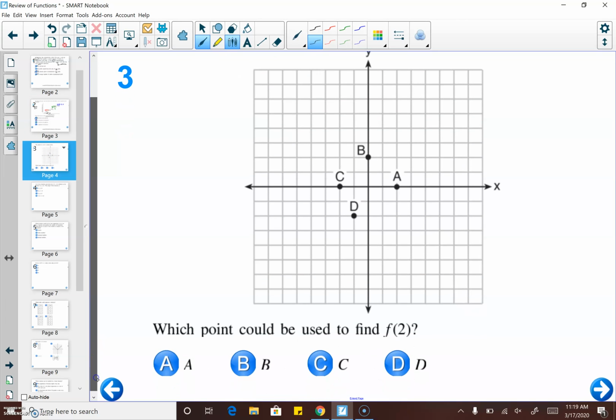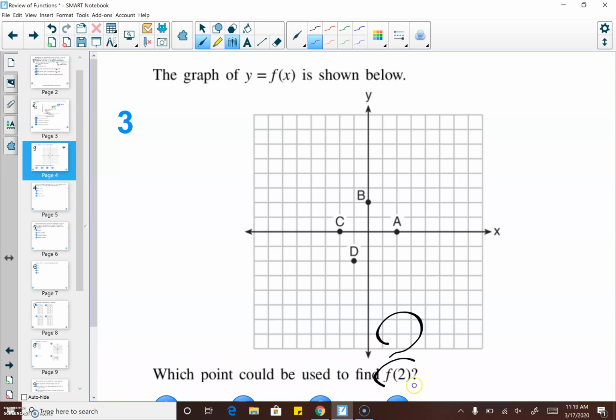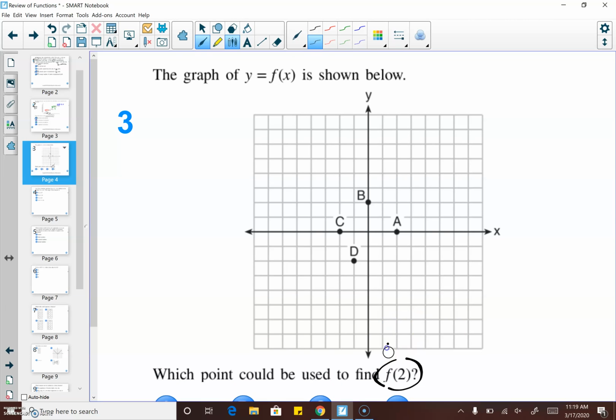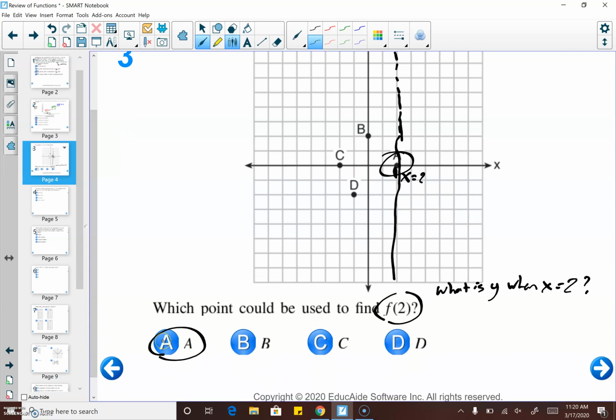In the third one, which point could be used to find f of 2? So remember, when they say f of 2, they mean what is y when x is equal to 2. So if we look, right here is where x is equal to 2. It's along this vertical line here. Well, what point does that go through? That goes through point A. So not asking what is the value of f of 2 here. They just want to know which point can be used to find f of 2, and that's the point that's on the x-axis at 2.